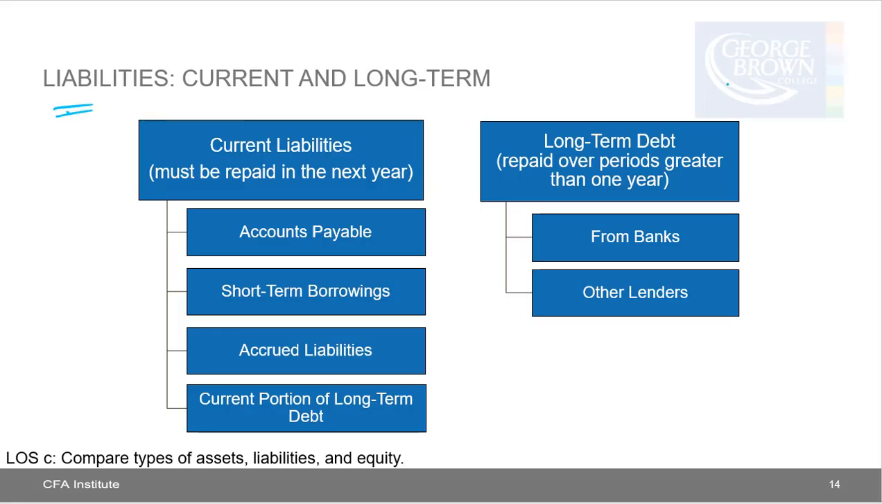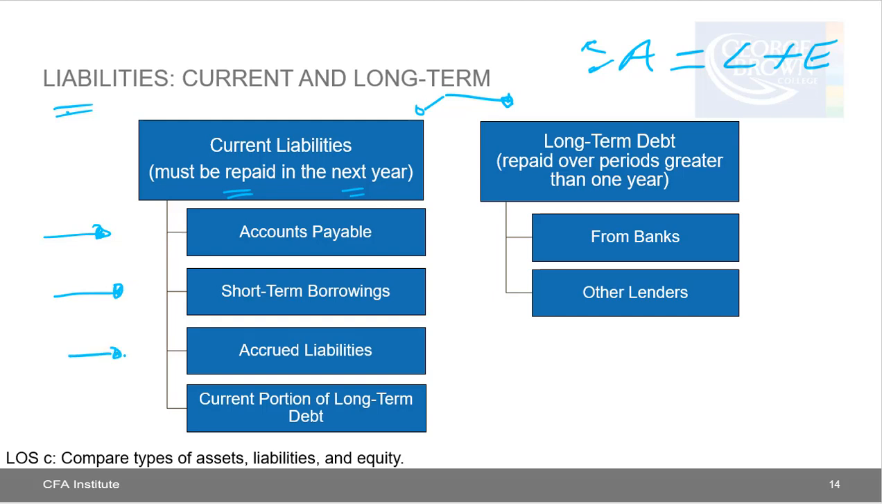Okay, now we're moving over to the liabilities. Recall the balance sheet: assets equals liabilities plus equity. We saw that assets are made up of current assets and non-current assets. Similarly, liabilities are broken up between current liabilities and long-term debt. Current liabilities must be repaid within the next year or operating cycle, which is typically 1 year. Some examples of current liabilities are accounts payable: I've bought something from a vendor, but I haven't paid them yet. Another is short-term borrowings, which must be repaid within the next year.